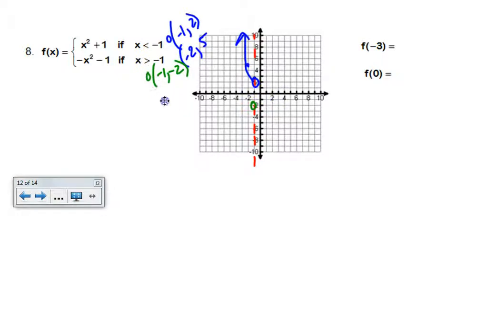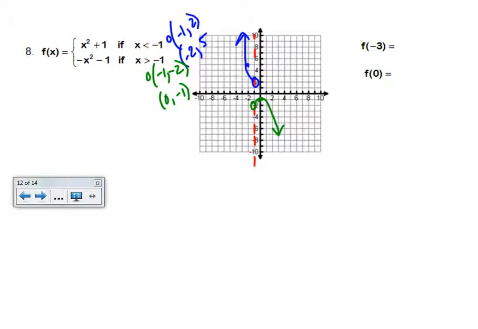Now I've got to pick something bigger than -1. I'm going to go ahead and choose 0. And if I plug in a 0, I get (0, -1). It's a filled in circle now. And think about what this would look like: an upside down parabola shifted down 1. So your parabola is actually going to end up looking like this. Probably getting another point off to the right would have helped me a bit.